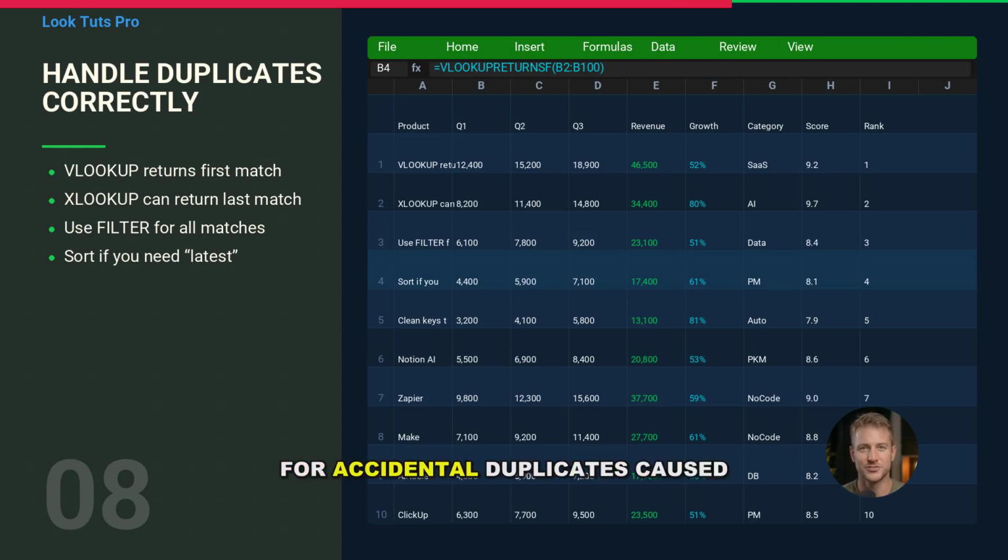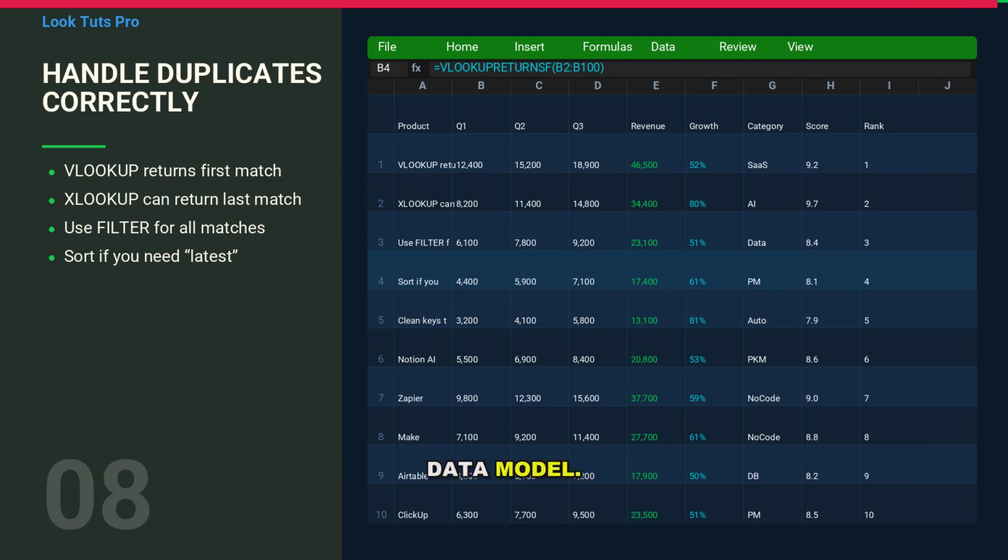Also, check for accidental duplicates caused by dirty keys. Two values can look the same but differ by a hidden space, creating separate entries. Cleaning keys often reveals that your duplicates were actually formatting problems. So treat uniqueness as part of the data model.